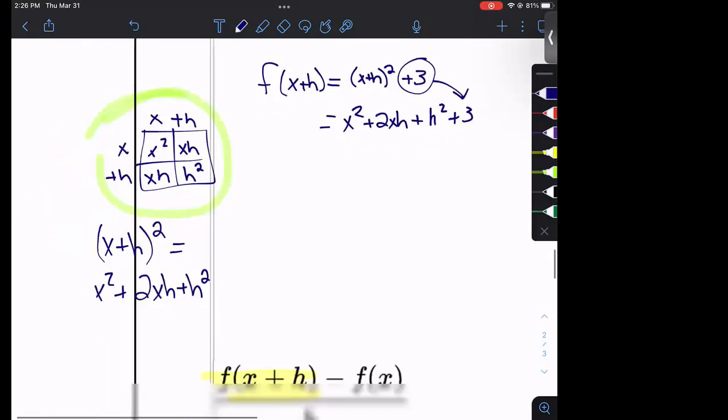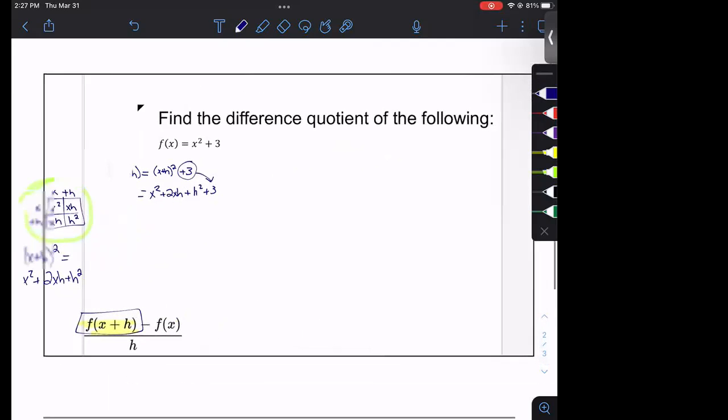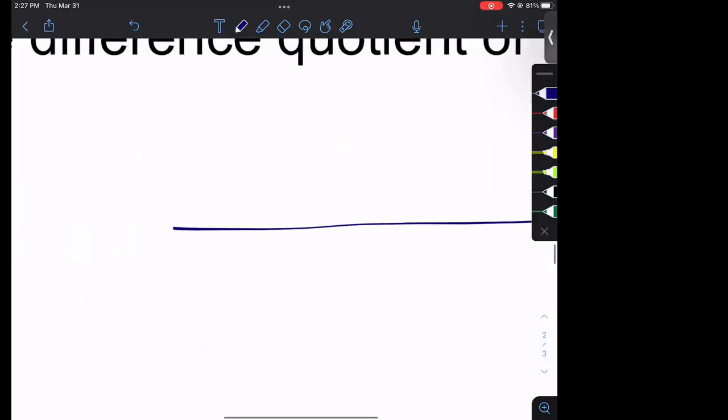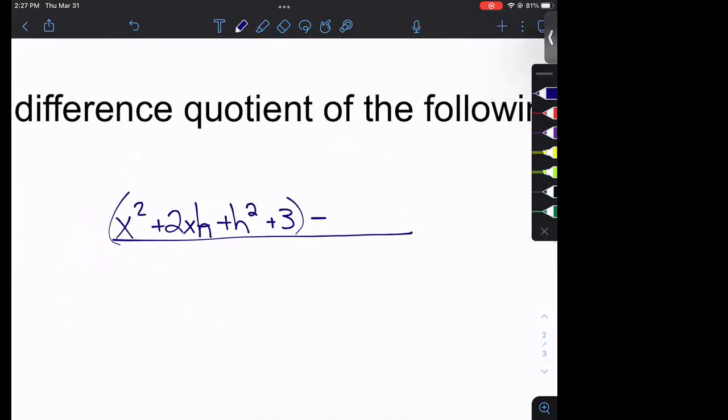All right, so we found f of x plus h. So we found this first piece right here. We need to jump to our fraction. We're going to have x squared plus 2xh plus h squared plus 3. That's f of x plus h. Then we need to subtract f of x. Well, f of x is just x squared plus 3. And then we're going to divide it all by h. So our two pieces go on top, f of x plus h, and then minus f of x, the original, and then it all gets divided by h.